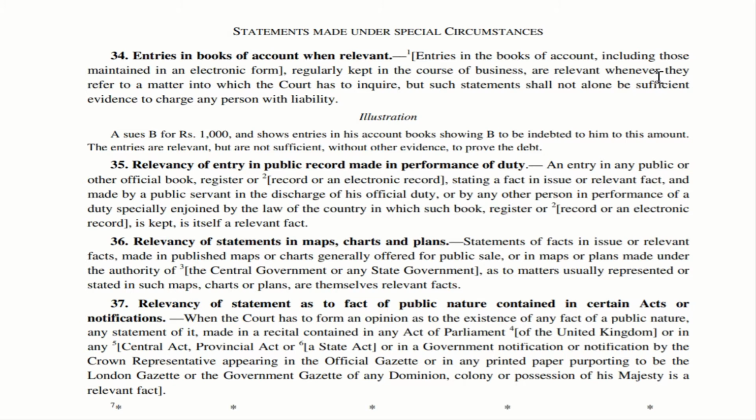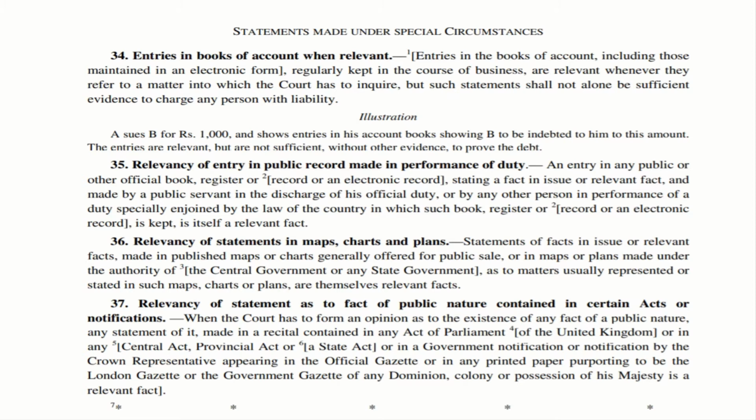They have to prove additional evidences, and that is also necessary for proving the case of the person who has made a claim. Let us see the illustration. A sues B for ₹1,000 and shows entries in his account books. So, this A is filing a case against B, saying that B has to give me ₹1,000, and he is showing in the court his books of accounts, saying that B is indebted to him. But these entries are relevant, but only with this he cannot prove the case against B. So, he should provide other evidences to prove the debt.